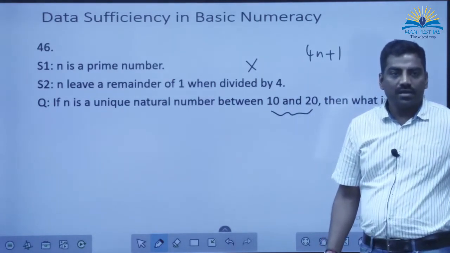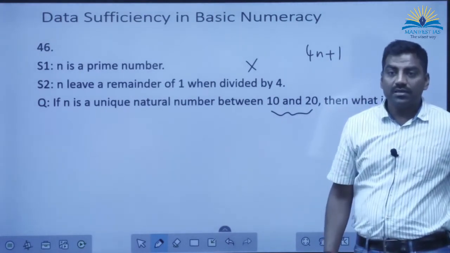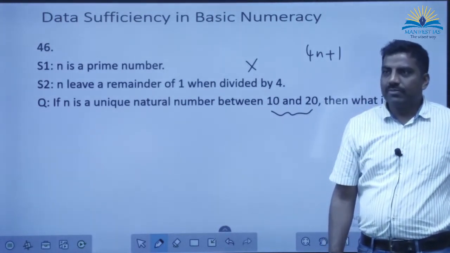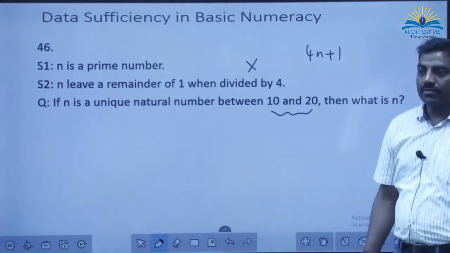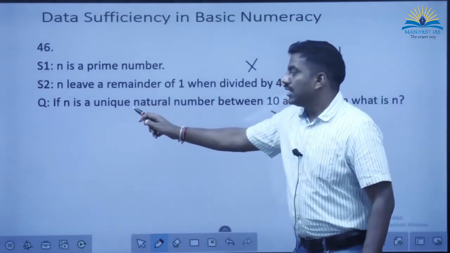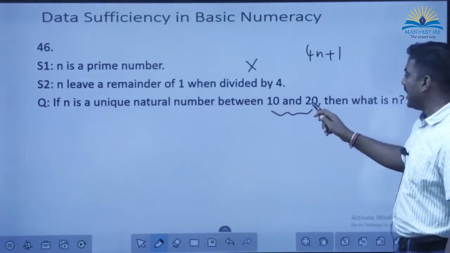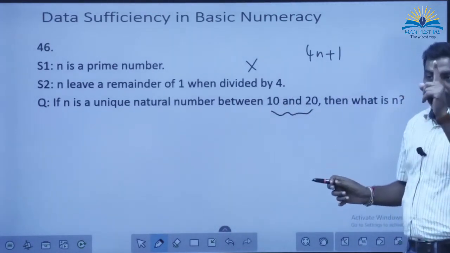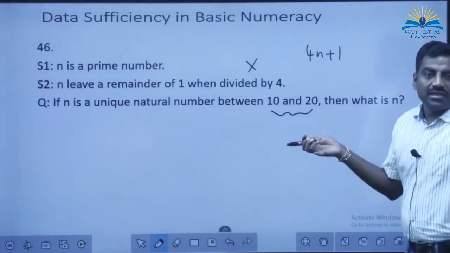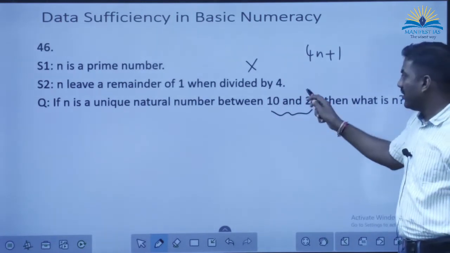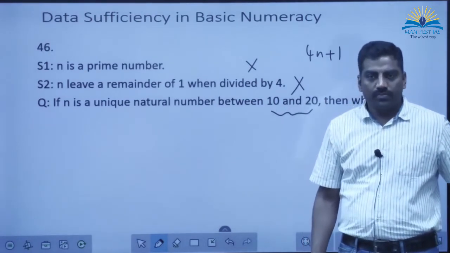Take 13. When you divide by 4, the remainder will be 1. Think of 17. When you divide by 4, the remainder will be 1. So 13 and 17, two numbers we are getting. They are asking what? N is a unique natural number. Can we answer? If N is a unique natural number between 10 and 20, then what is N? Can we have one value for N? Either it can be 13 or 17. We can't say. So even we cannot answer with statement 2 alone.